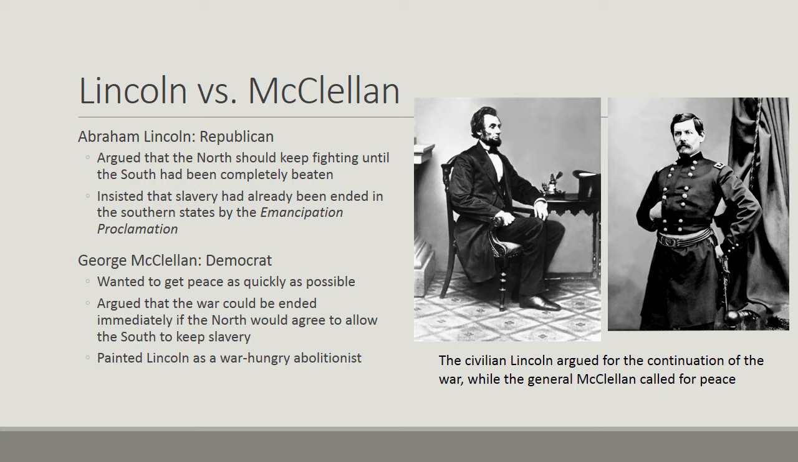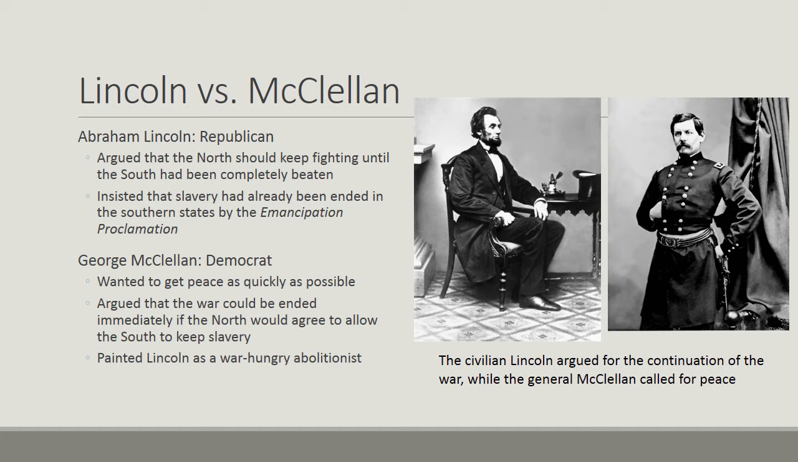George McClellan, who was a Democrat and a former U.S. general, thought differently. McClellan argued that we should try to get peace as quickly as possible, and he argued that the war could be ended immediately if the North would agree to allow the South to keep slavery. So basically, McClellan was willing to trade slavery for peace.